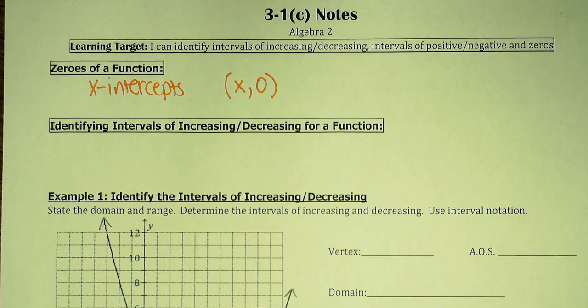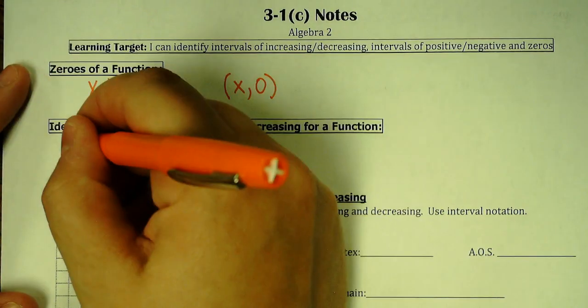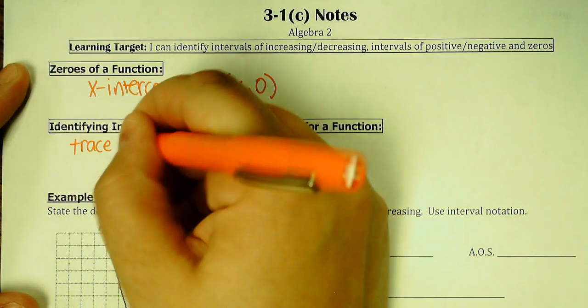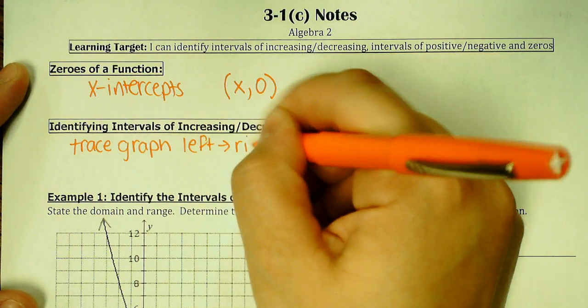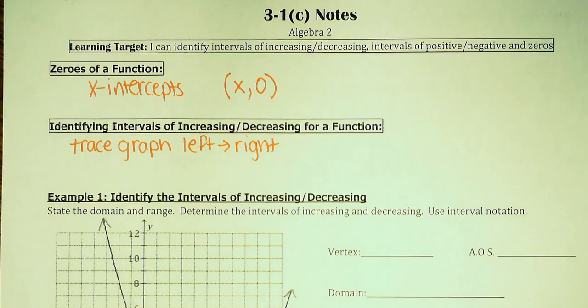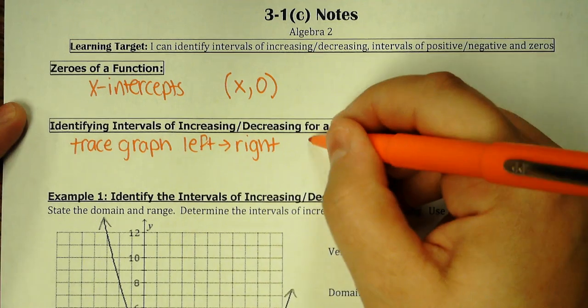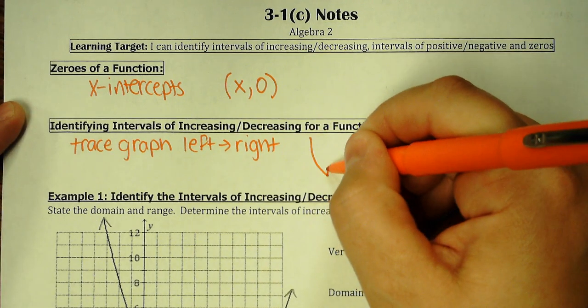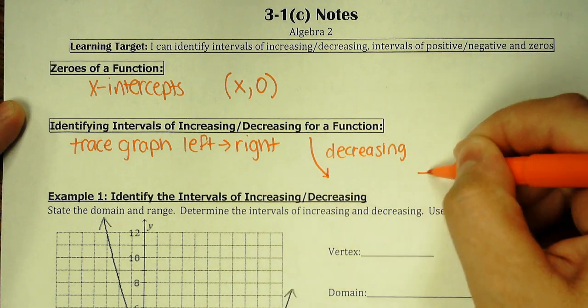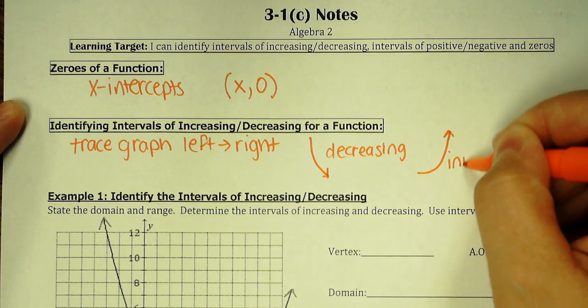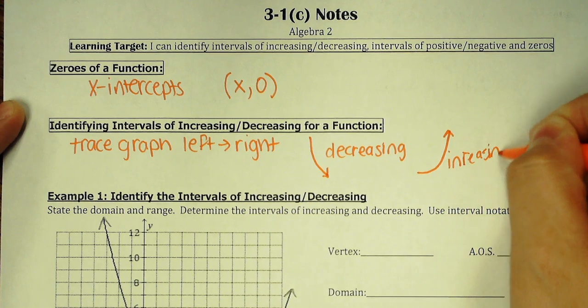Now, in terms of where a graph is increasing and decreasing, what you want to do is trace your graph, or think about tracing your graph from left to right. And as you're doing that, if you're going down, you're decreasing, and as you go up, you are increasing. So on a quadratic function, if I'm going this way, this would be decreasing. And if I'm going this way, I would be increasing.